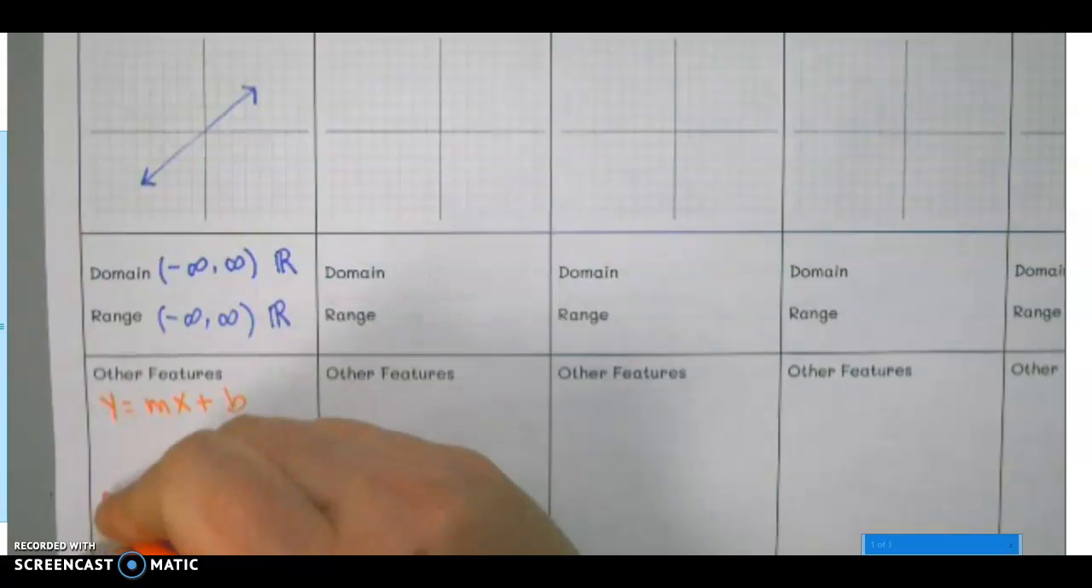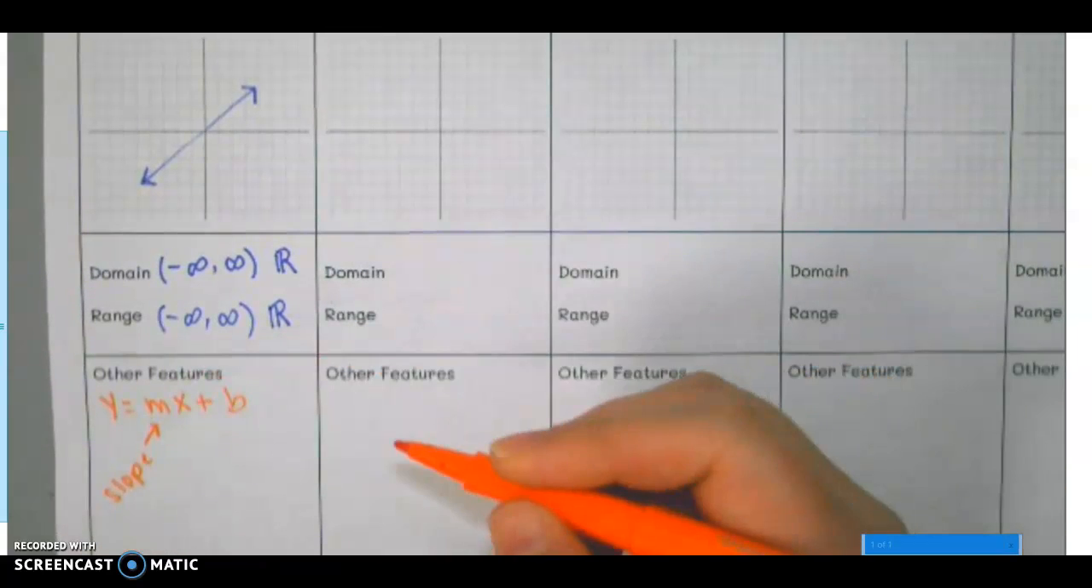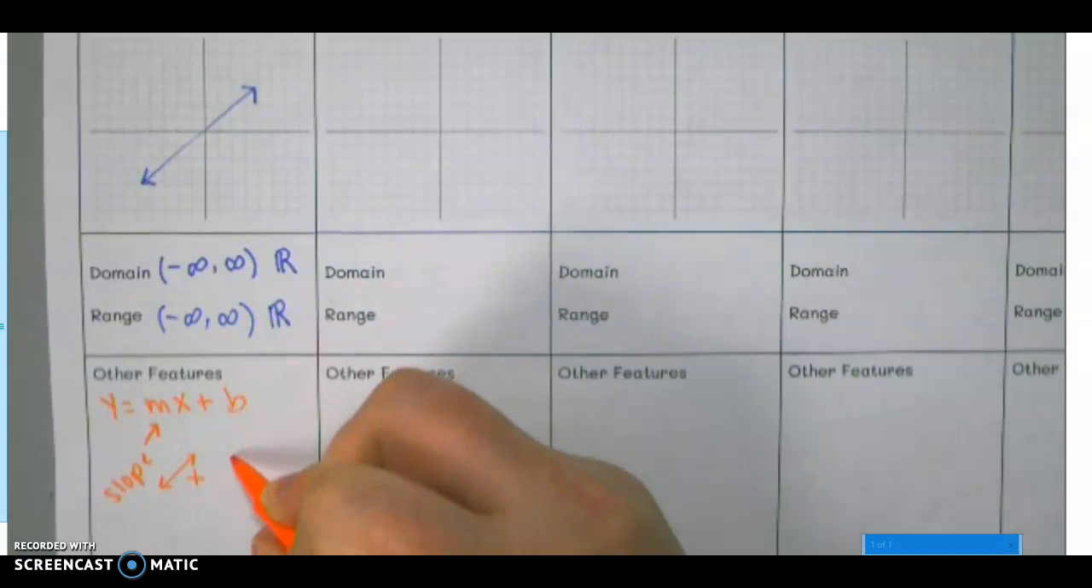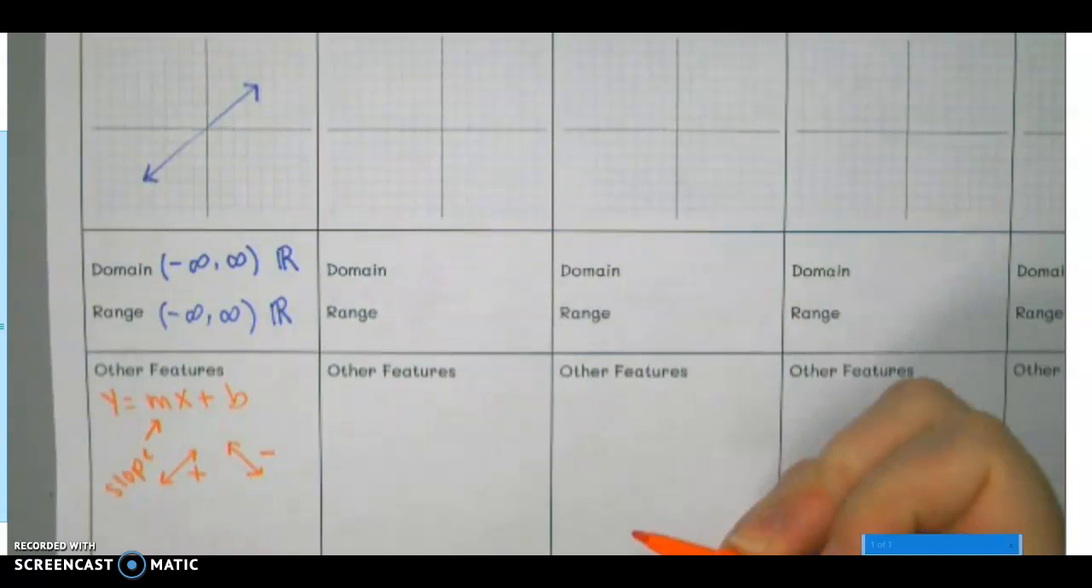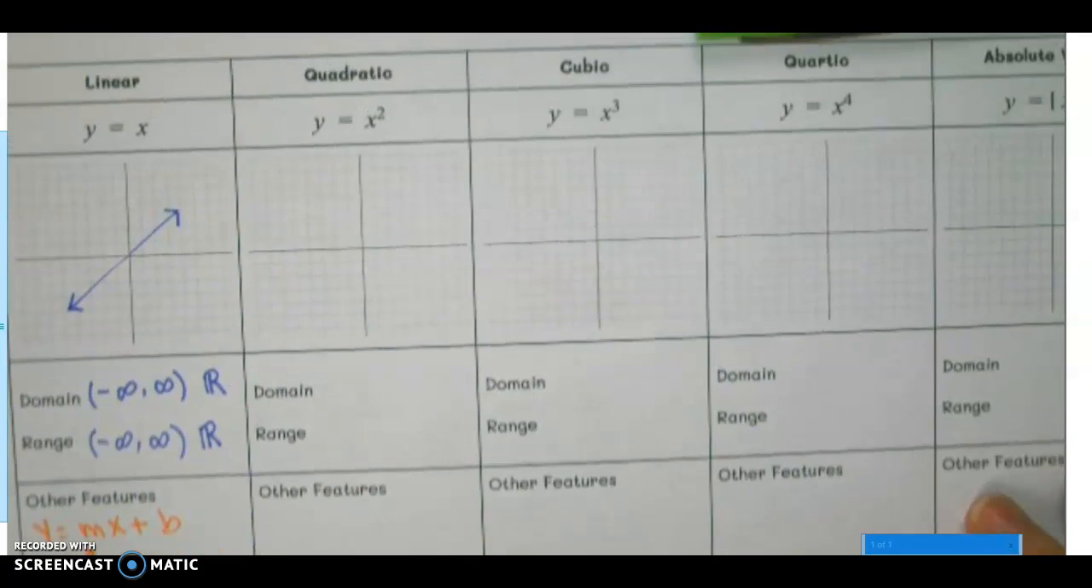And if you remember, m is the slope. So if your line is going up, like the one that I drew, then your slope is positive. If your line is going down, then your slope is negative. That's really about it for linear functions.